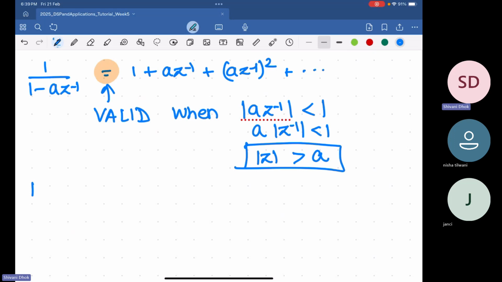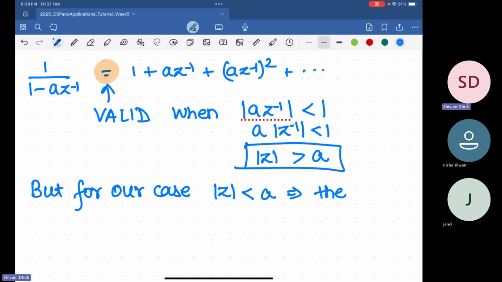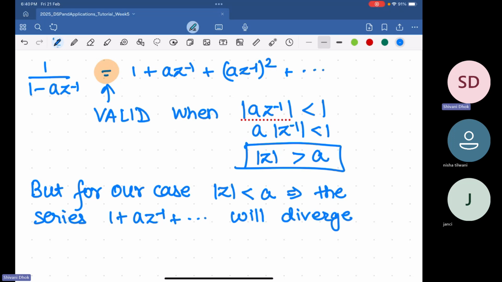But for our case, magnitude of Z is less than A. Okay, which means that the series will diverge, which means that this is a bad option to analyze this kind of system, this particular Z transform in this way.